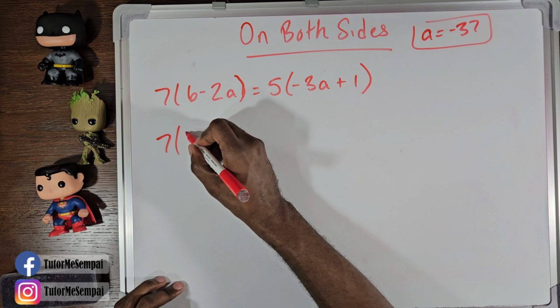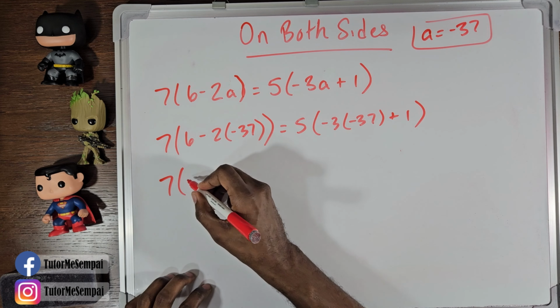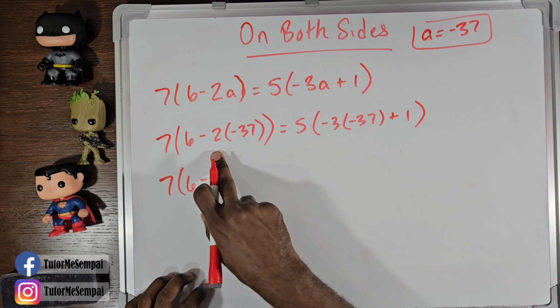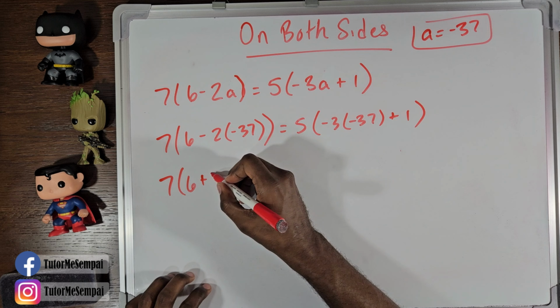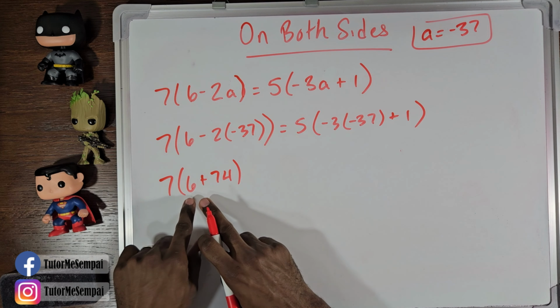So 7 times 6 minus 2 times negative 37 equals 5 times negative 3 times negative 37 plus 1. Let's work inside the parentheses first before we start dropping things. So we're still going to keep that 7 on the outside. 6 minus what's negative 2 times a negative 37. That's actually going to make it a positive, and it's going to be 74. All right. So we have 7 times 6 plus 74. We can drop the inside parentheses. Now we're going to have 5 on the outside.